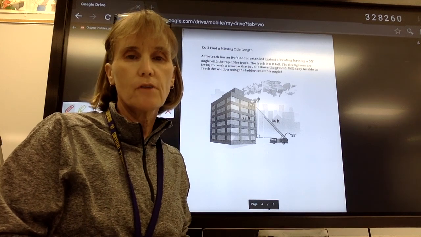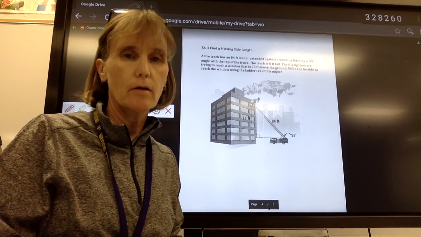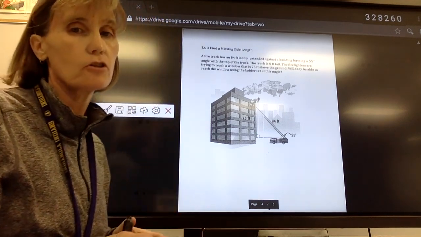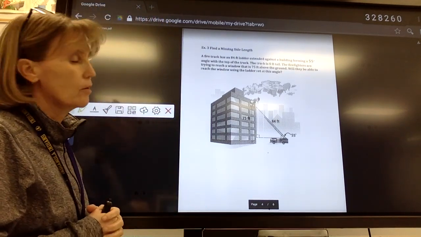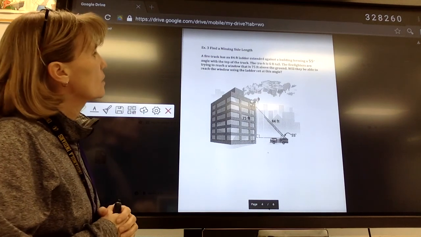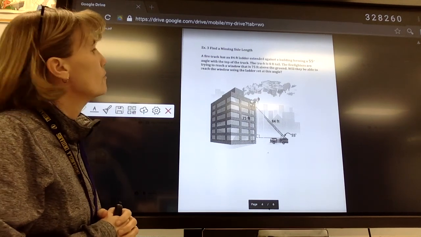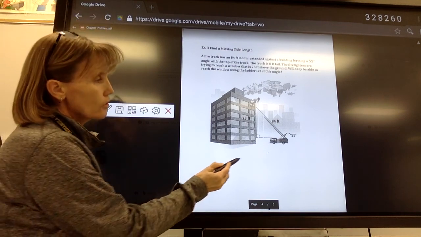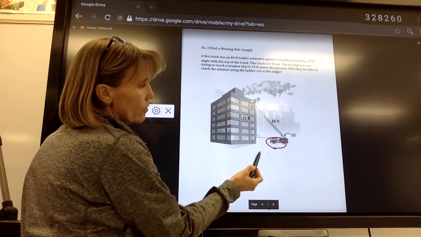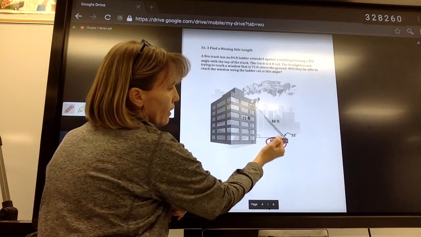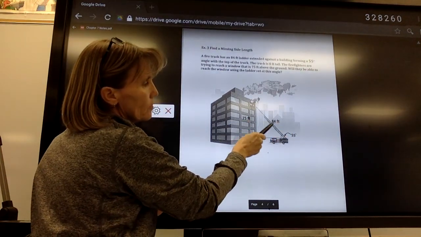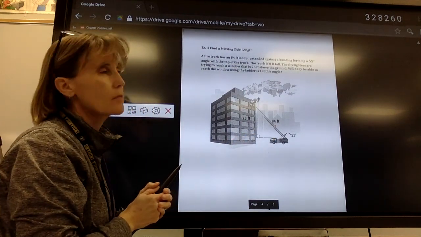All right, when it comes to finding a missing side length of a triangle, we can use our trig ratios of sine, cosine, and tangent to do that. So you have an example in your note packet here. It says a fire truck has an 84-foot ladder extended against a building. You can see the fire truck is down here on the ground. Here's the building, and that ladder that reaches out and leans against the building is 84 feet.